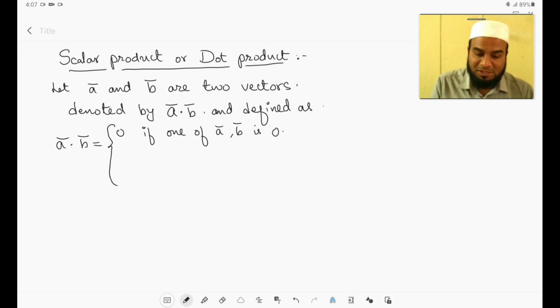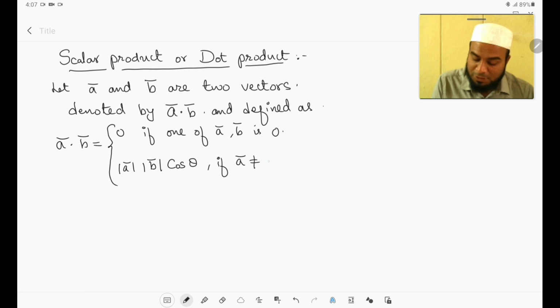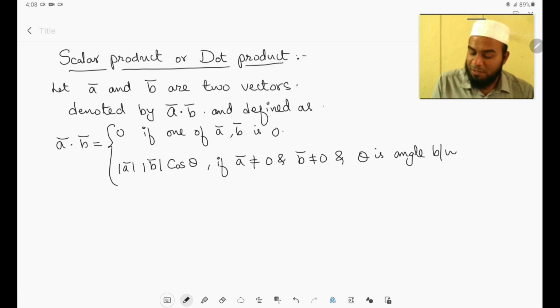Otherwise, if neither is 0 and theta is the angle between the two vectors a bar and b bar, then it is defined as mod a bar into mod b bar into cos theta. When a bar is not equal to 0 and b bar is not equal to 0 and theta is the angle between a bar and b bar, this is how the dot product is defined.